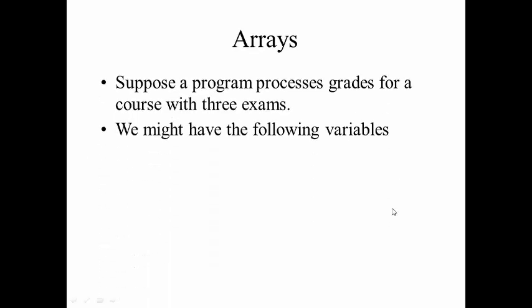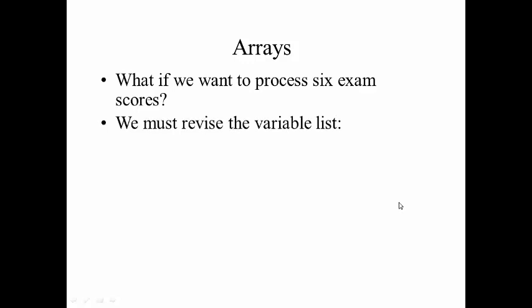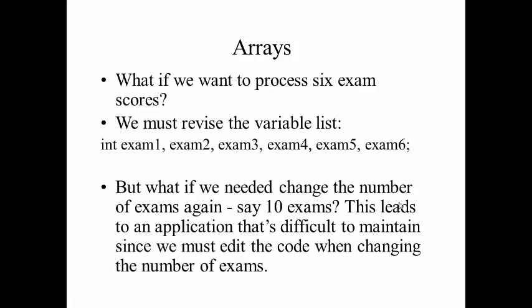Suppose a program processes grades for a course with 3 exams. We might have the following variables, and they'll be ints: exam1, exam2, exam3. Okay, you already know how to do this. But what if you want to process 6 exam scores instead? Well, you'd have to add 3 more exam variables to your list.